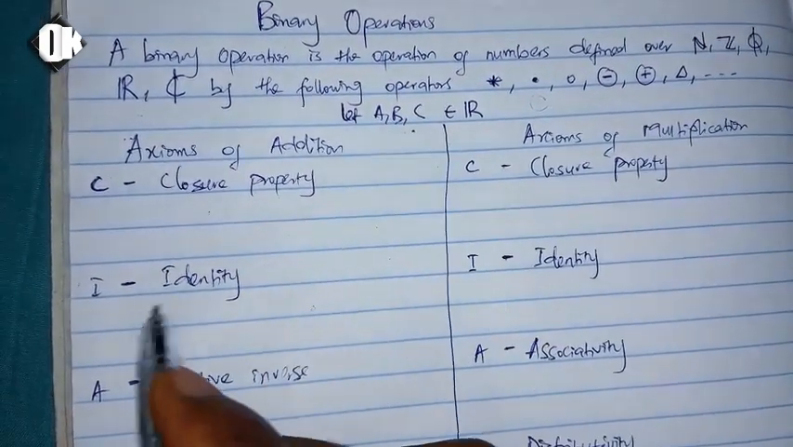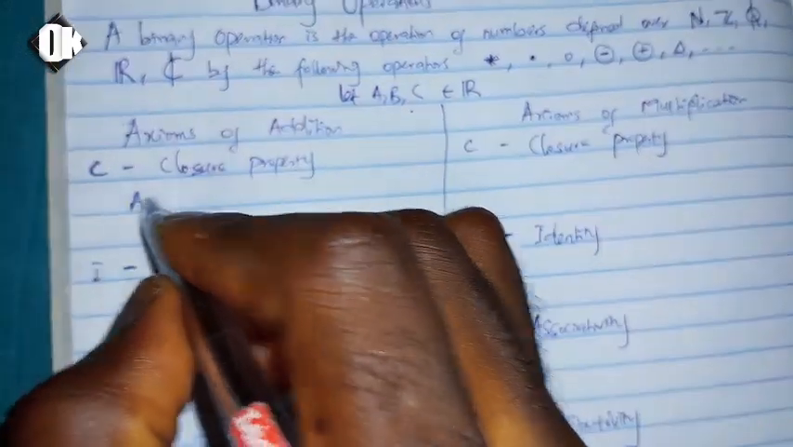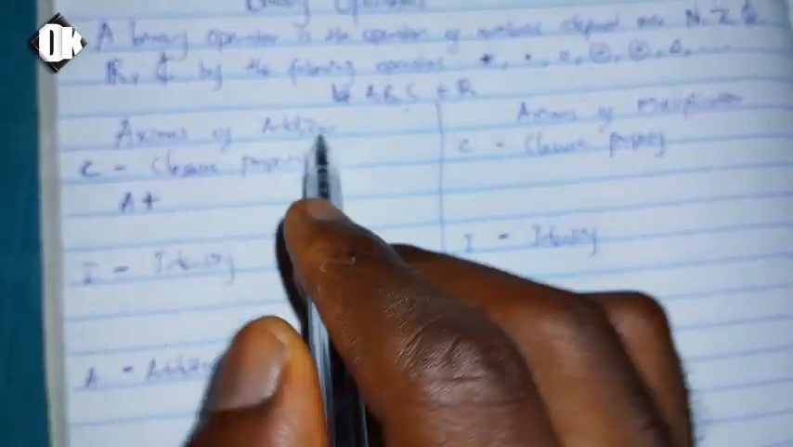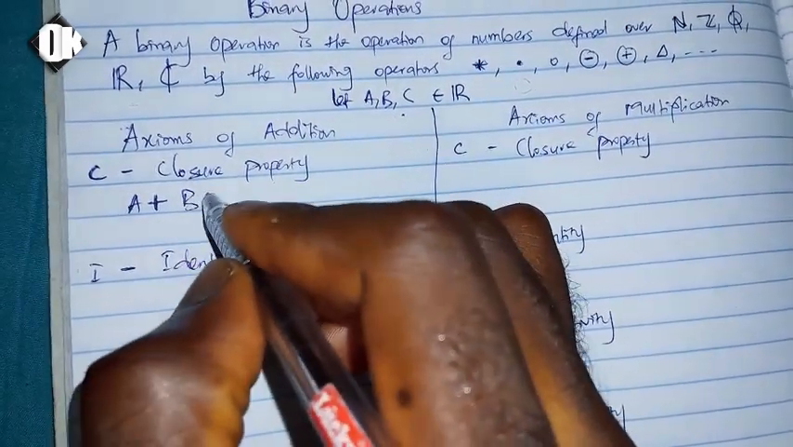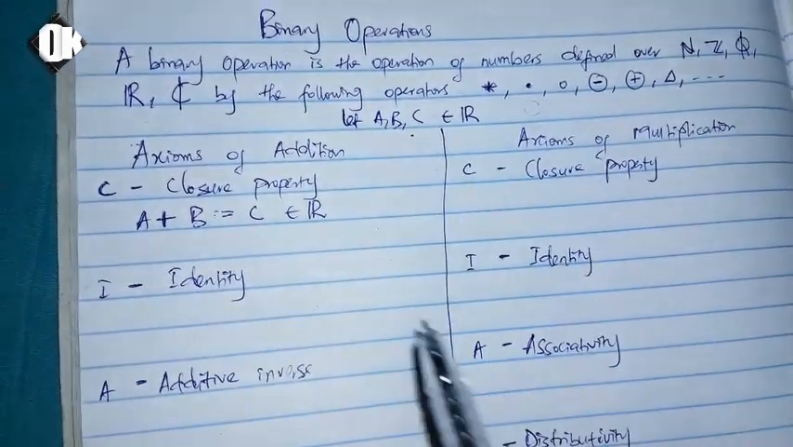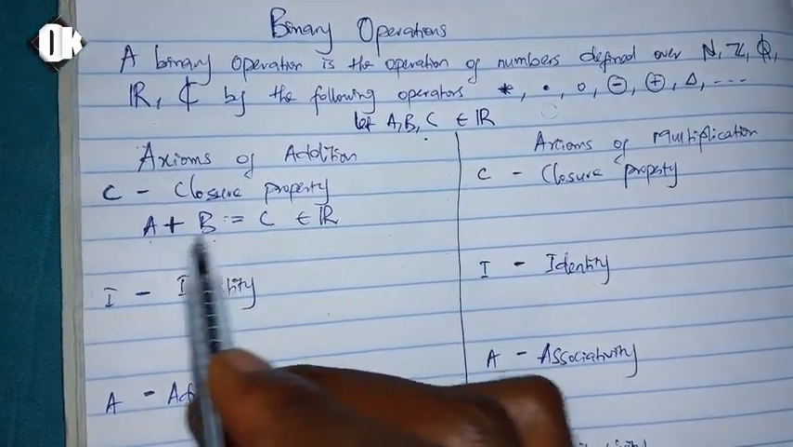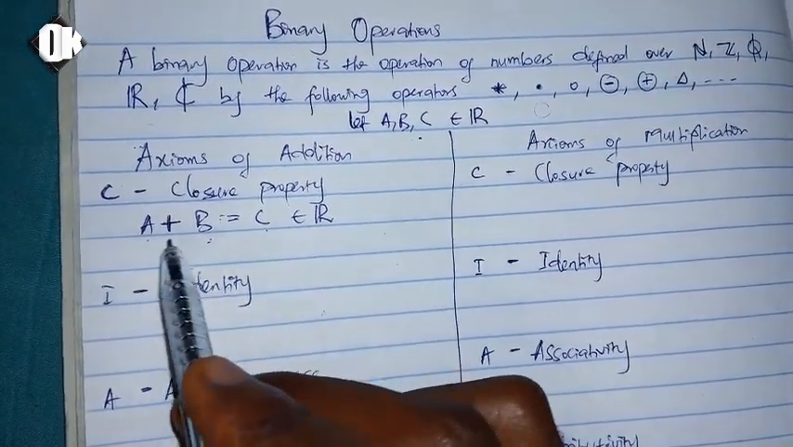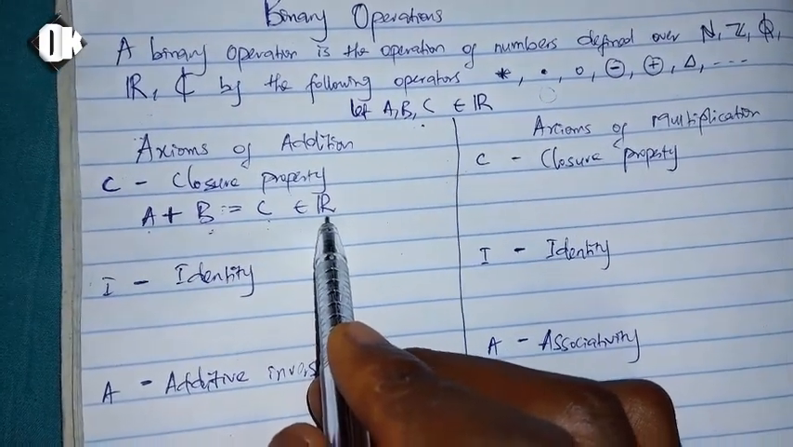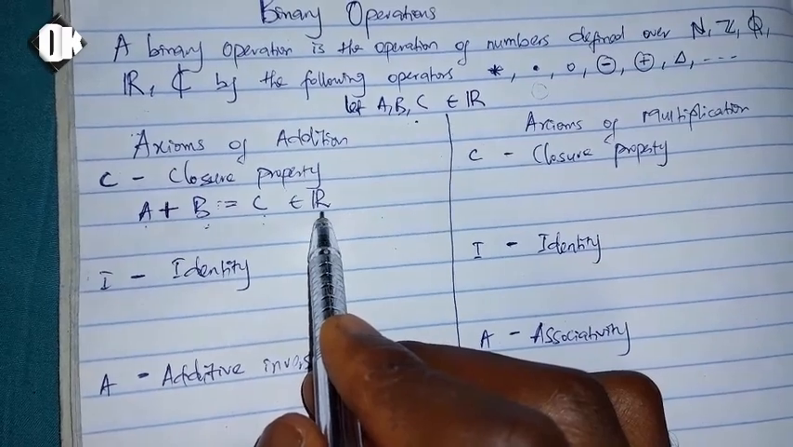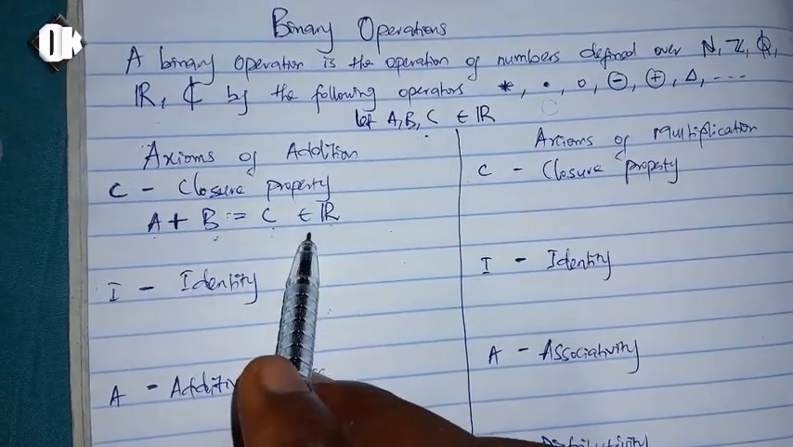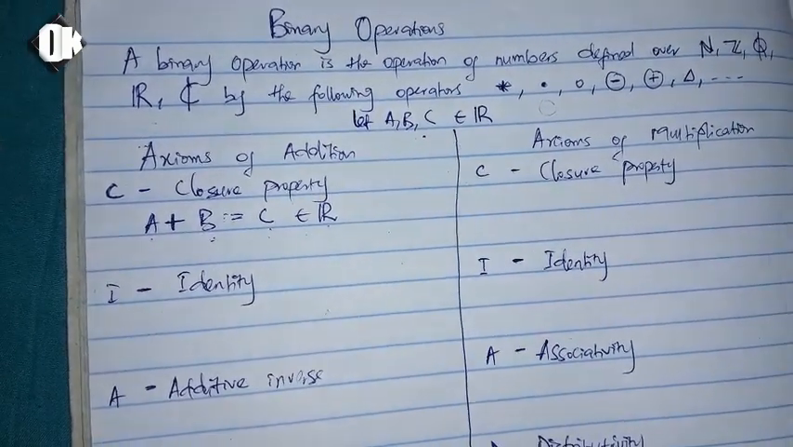It implies that for the closure property, let me use plus in this case, A plus B is equal to C, an element of the real numbers. What do we mean? If A is 1 and B is 2, 1 plus 2 is equal to 3, right? It means 1, 2, and 3 must come from the set of real numbers, which is actually very true, because 1, 2, 3 are real numbers. More specifically, they are integers. Okay, so let's continue.